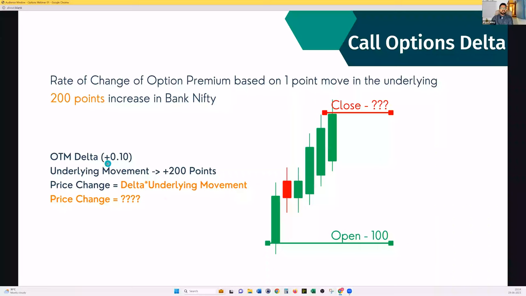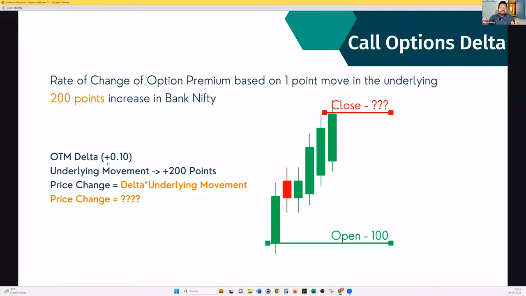Super. Now you guys calculate it for an OTM option. You have bought an OTM at a premium of 100 rupees. The market would have moved 200 points, but still you would have gained only 20 points. Even despite the market moving 200 points, you will be profitable with only, how much? Only 20 points.